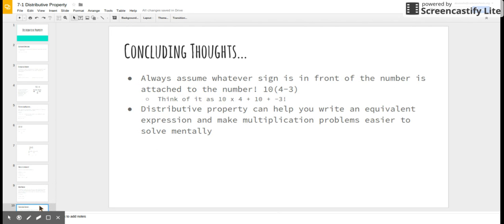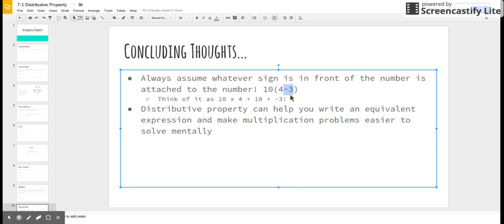All right, and here are some concluding thoughts. You want to always assume that whatever sign is in front of the number is attached to the number. So in other words, here, 10 times (4 minus 3), I want you to think of it as 10 times 4 plus 10 times negative 3. Think of this minus as a negative when you're using the distributive property. It'll make your lives easier later on. The distributive property can help you write an equivalent expression and make multiplication problems easier to solve mentally. All right, I hope you learned how to use the distributive property.